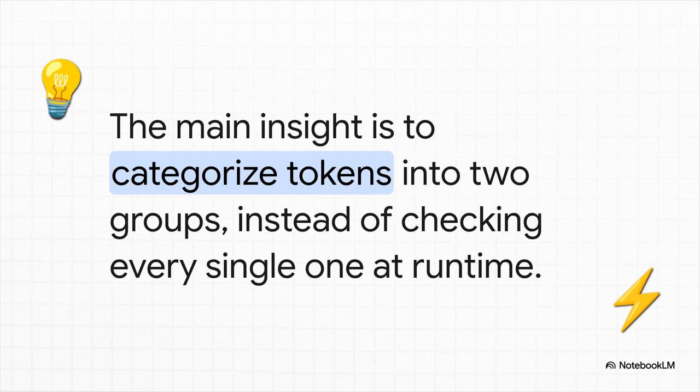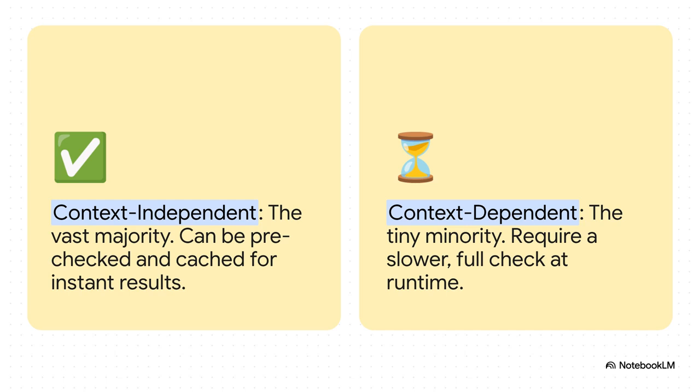So instead of brute force, they went with a much, much smarter strategy: divide and conquer. Here's their big insight. They split the entire vocabulary into two buckets. In the first bucket, you have context-independent tokens. This is the huge majority of them, and you can figure out if they're valid ahead of time and just store the answer in a cache for a super fast lookup.